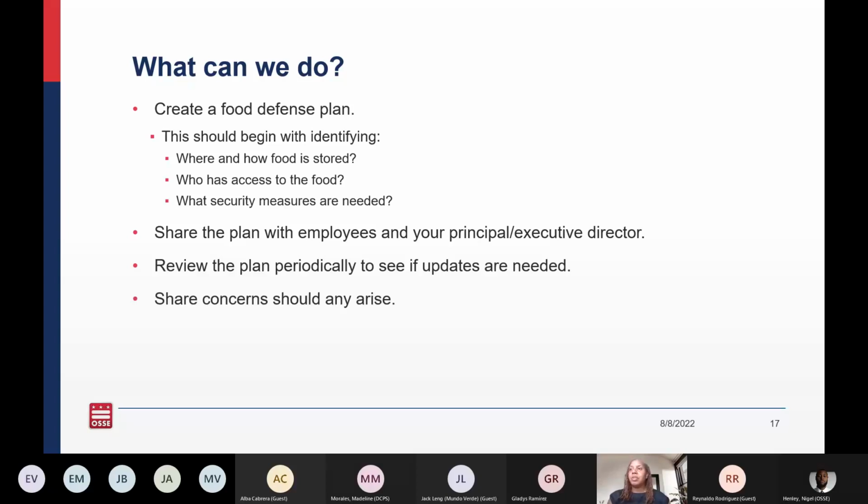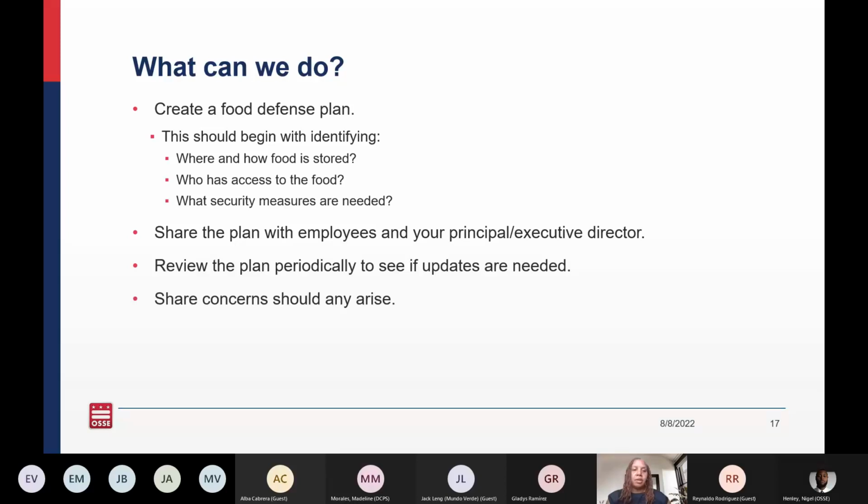You also want to share the plan with employees and your principal or your executive director. So again, this isn't something that you should go alone. Ensuring that your school food community recognizes the potential for food to become unsafe should not be something that you keep to yourself. This is a community effort. This is a group effort. And the more eyes that we have to ensure that our food is safe, the better off our students will be. And as mentioned earlier, you should review the plan periodically to see if updates are needed.